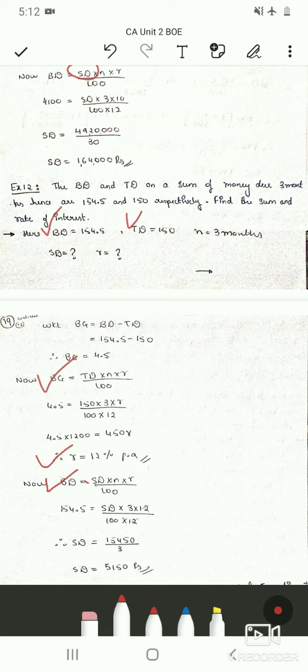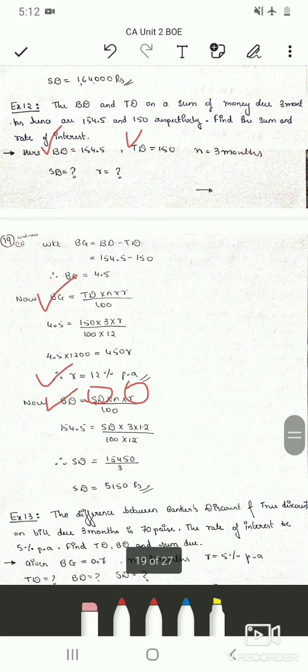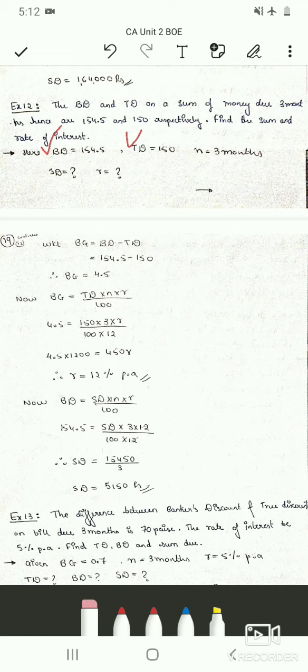Now in banker's discount all the terms are known except the sum due. We know banker's discount, and we have got r as 12% now. So substitute and solve for sum due. It is 5150 rupees. So simple problems I have solved.